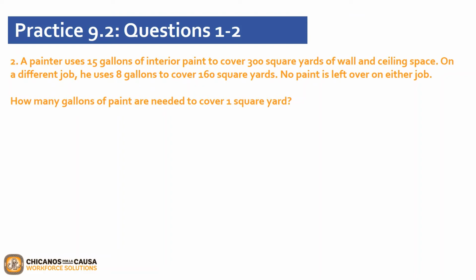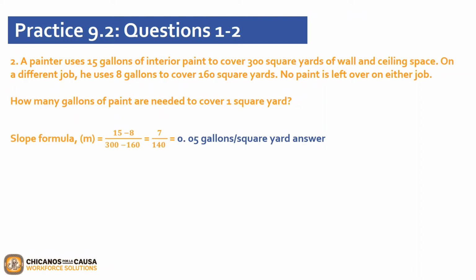So this is pretty similar. Essentially we're comparing two things. We have gallons to square yards. So we're going to use the same example. In this particular case, the gallons are going to take the place of our rise, or the y-axis, while the square yards are going to be the x-axis, or the run. So if we plug those in, we have 15 minus 8 over 300 minus 160, which then reduces to 7 over 140, which then equals a final answer of 0.05 gallons per square yard.